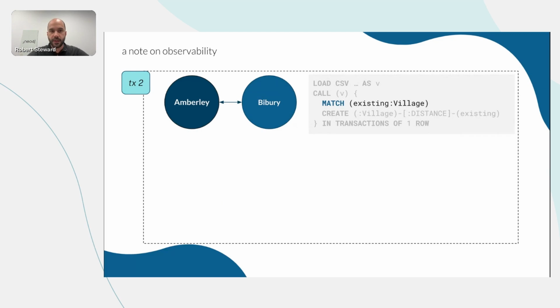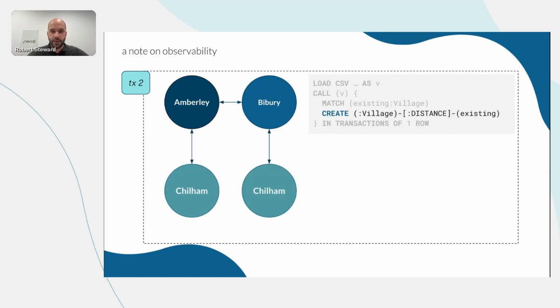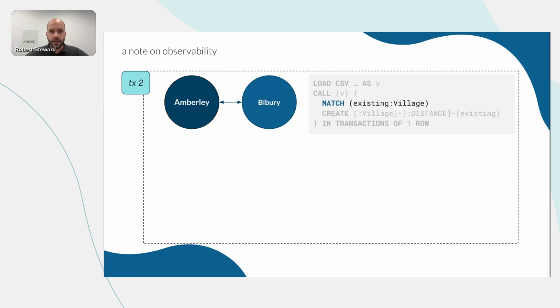But then we expect this to happen on the second iteration with the second row, but actually what happened was this. So what happened here is that the MATCH clause from here matched not just the original node, but it's also matching the second node, the node that was committed on the first transaction.